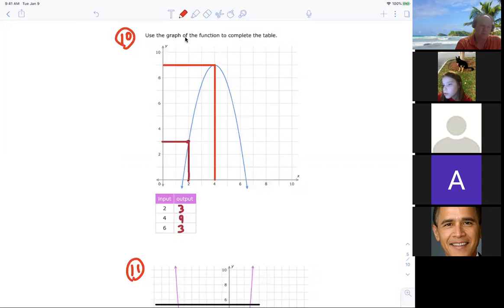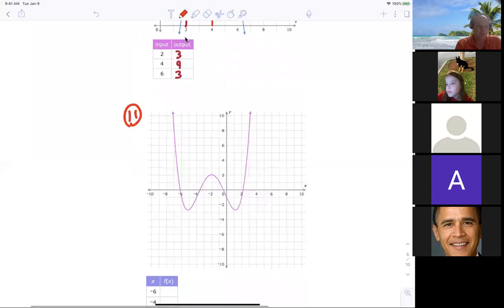Okay. That makes more sense. Yeah, it's super easy. Perfect right angle. Super easy once you get that. Okay, thank you. Number 11.